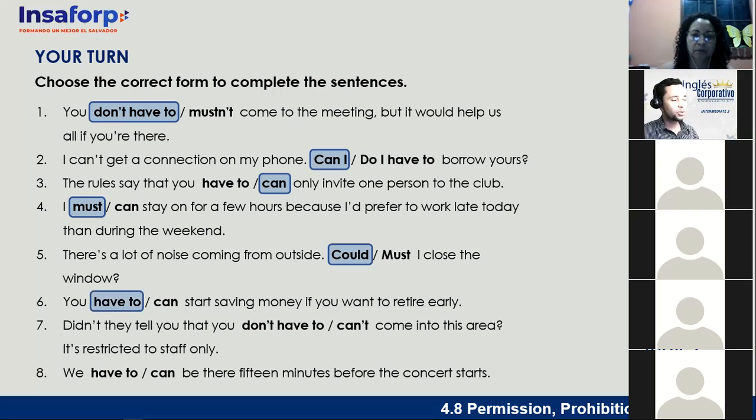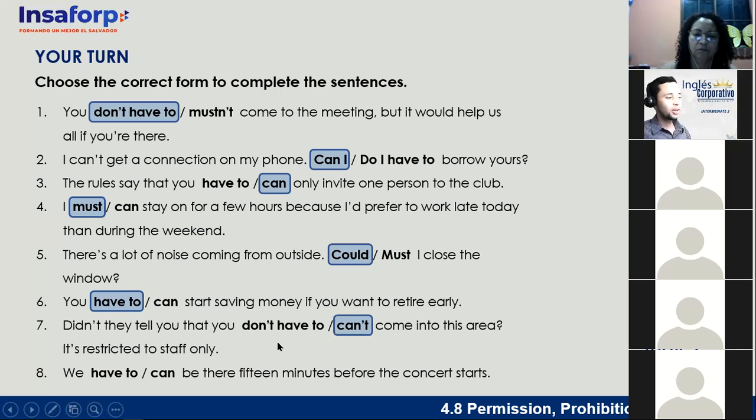What about number seven? Didn't they tell you that you don't have to come into this area, it's restricted to staff only, or didn't they tell you that you can't come into this area? It's restricted to staff only. Which one is correct? Don't have to or can't? Can't, says Mayra. Correct, can't, because it's restricted to staff only, okay?